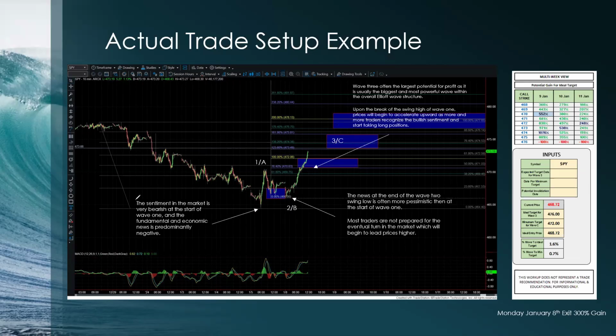So again, at the bottom of this corrective wave structure, before our wave 1, the sentiment of the market is typically bearish. Economic news is negative. People are still expecting the market to continue to move lower. At the top of the wave 1 and then the retracement of the wave 2, we see that people are still pessimistic at this point. This is where people are adding short positions. They're looking for the market to continue lower, continue this trend that we were seeing down over here.